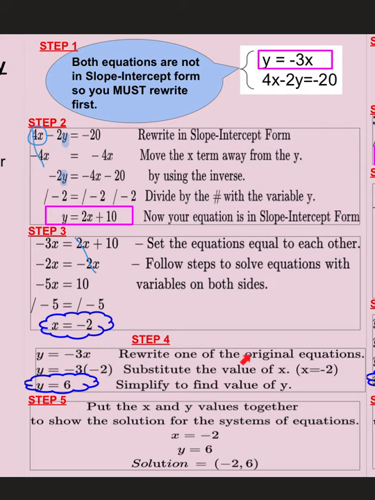I'm going to rewrite one of the original equations and substitute the x value of negative 2 into the equation. So y equals negative 3x. I decided to take the shorter one. y equals negative 3 times, substitute the x with negative 2, and you get y equals 6. Now I have my x value, my y value. I'm going to put them together and get a solution of (negative 2, 6).